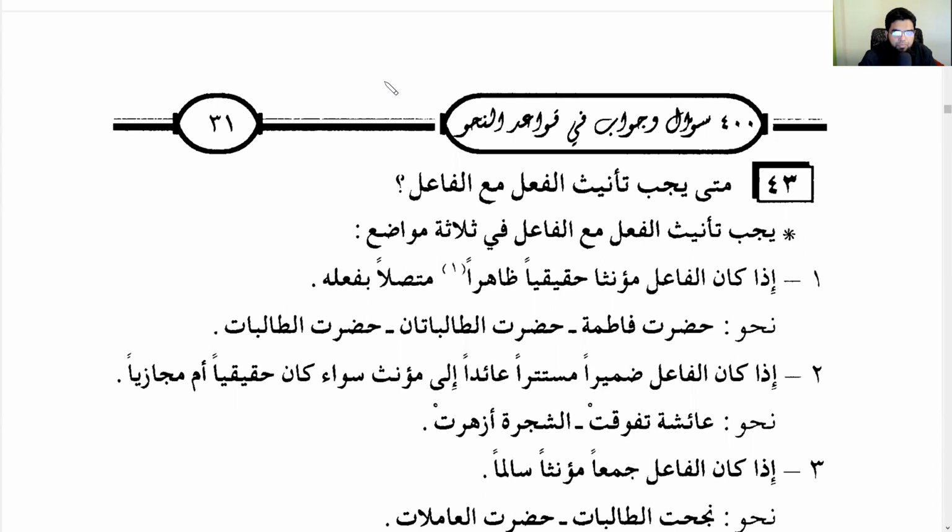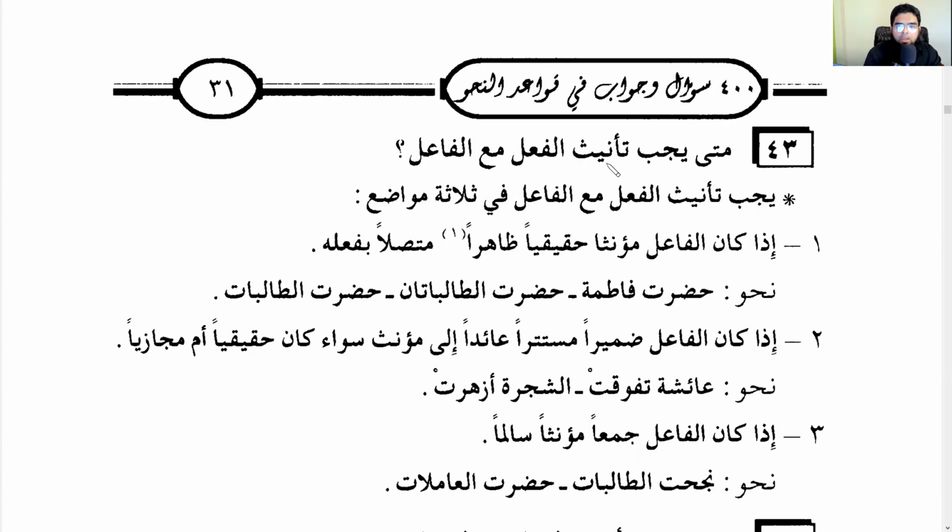Okay. So the next question is متى يجب تأنيث الفعل مع الفاعل. When is it mandatory, يجب تأنيث الفعل مع الفاعل, with the fa'il. So with a male fa'il, you have to have a male verb, right? And with a female, you have to have a female. But is that rule all the time? So there are some conditions and all that. You have to go into that.